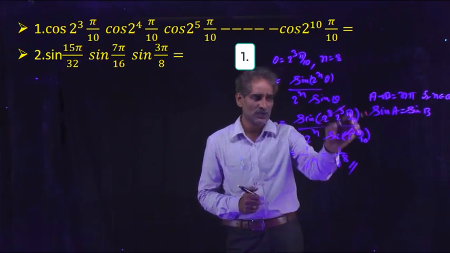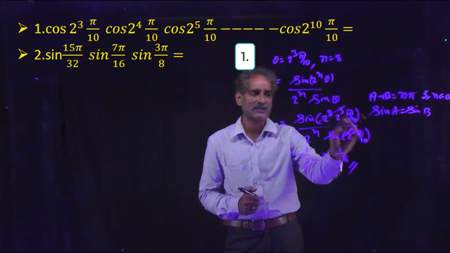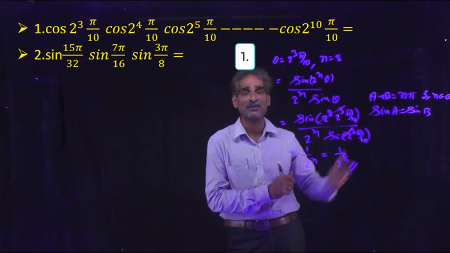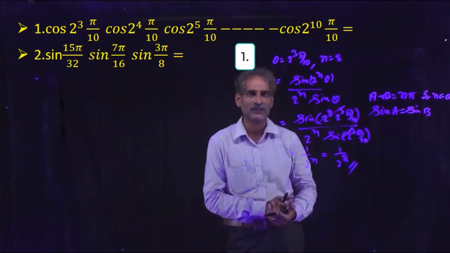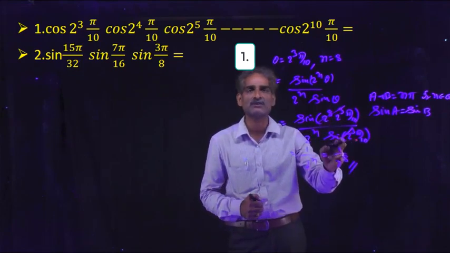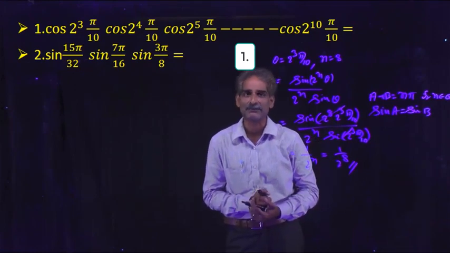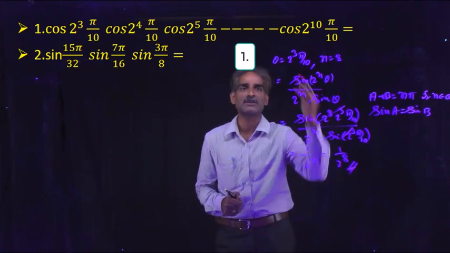So you just want to simplify these two angles. Find out the sum or difference. Here the sum of the two angles is an odd integral multiple of 180. So sin a equals sin b. These two terms will get cancelled. The answer is 1 by 2 power n, that is 1 by 2 power 8. Okay, so this is the answer for this problem.